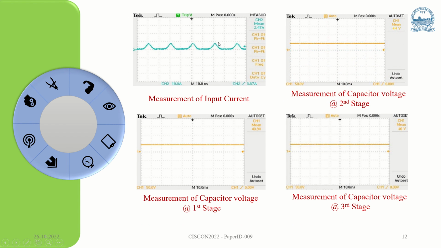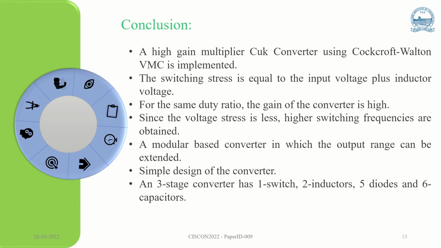Next, this is the input current, which is 2.47 ampere and continuous in nature, and these are the voltages across the capacitors in the three stages. In all the stages the average voltages come to 40 volt, 44 volt, 40 volt. When you sum it up, it comes to 120 volt on average.